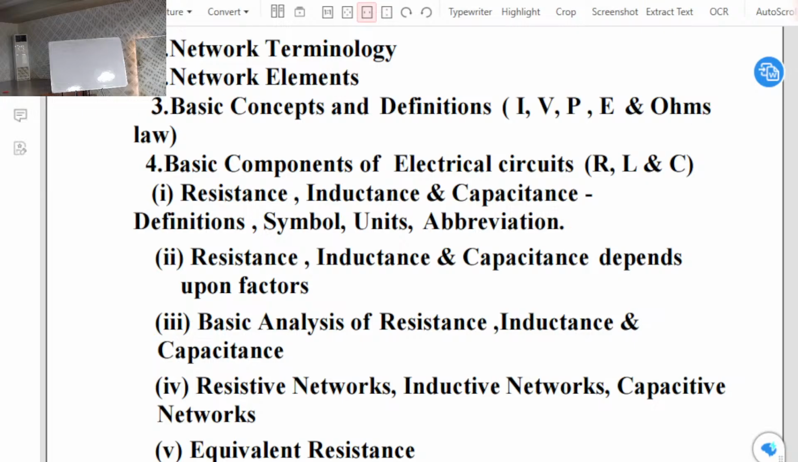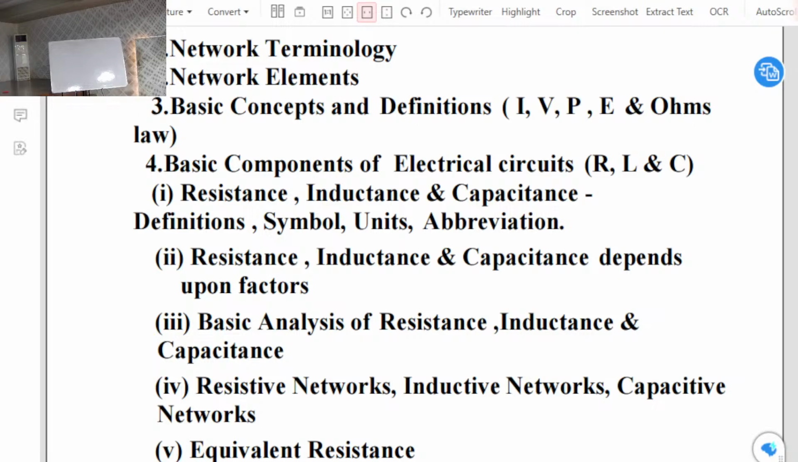Clear? Right. Now, resistance in series, resistance in parallel, inductance in series, inductance in parallel, and like that. The last one is equivalent resistance. Now I will give you a circuit. In that circuit, some are connected in series, some are connected in parallel.